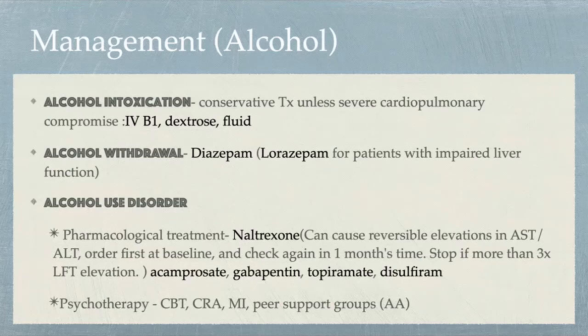For alcohol withdrawal, we give benzodiazepines, because during the alcohol withdrawal phase, the patient's vital signs are hyperstimulated, right? Hyperexcited. So we give diazepam. Usually the longer acting benzodiazepines like chlordiazepoxide are used. But for patients with impaired liver function, especially chronic alcoholics, we have to use the benzodiazepines which do not need liver metabolism, which are lorazepam, oxazepam, and temazepam. Lorazepam is widely used for patients with impaired liver function. So this is the management for alcohol intoxication and withdrawal.